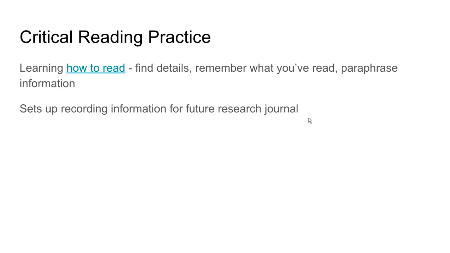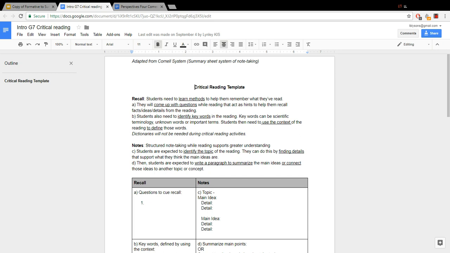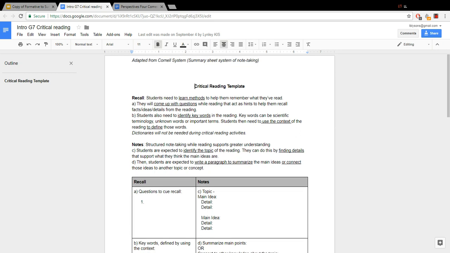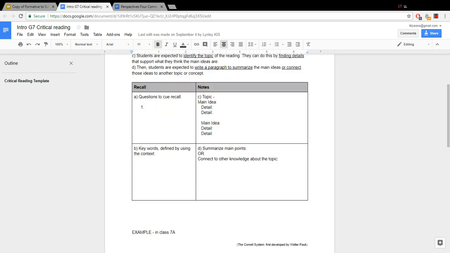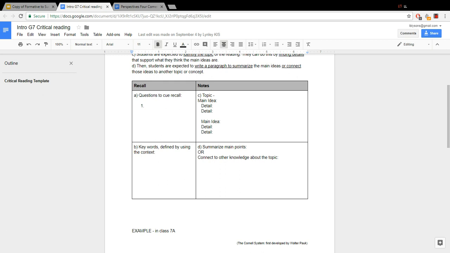The first step for this unit was providing students with a strategy for how to read critically. This was adapted from Cornell systems. Students were given a critical reading template, and they were asked to use each of these reading strategies in order to learn how to identify main ideas, but also to learn how to summarize.